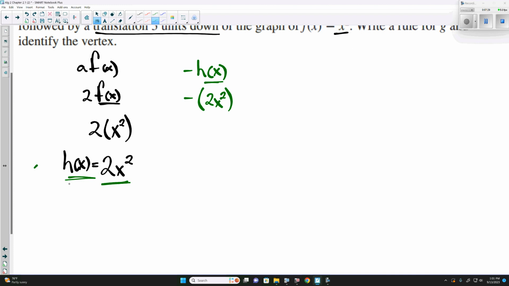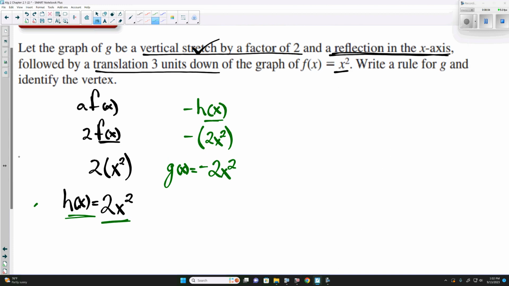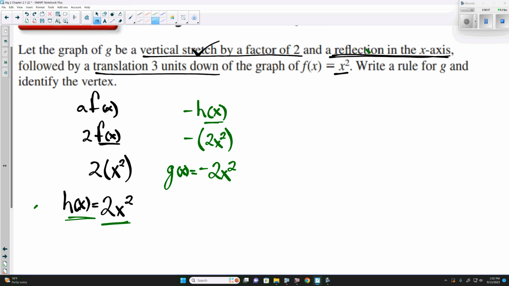So we're good with up to this point, yes? Now again, the reason we put the parentheses, we didn't really need them. Well, we need them on the first one to do the multiplication of 2. We need it here because now we're going to distribute the negative, giving us negative 2x squared. Now I need a way to name this one. What do we want to call it? G of x. So we did our reflection.